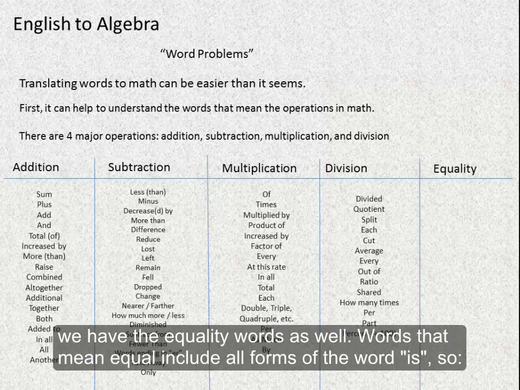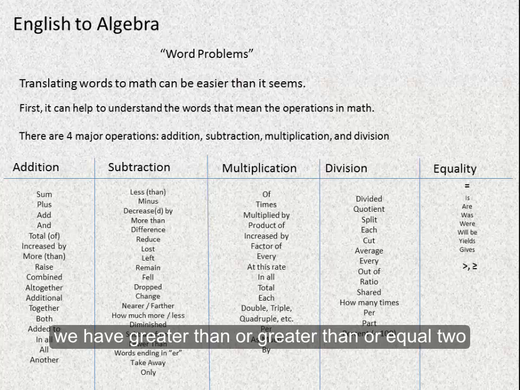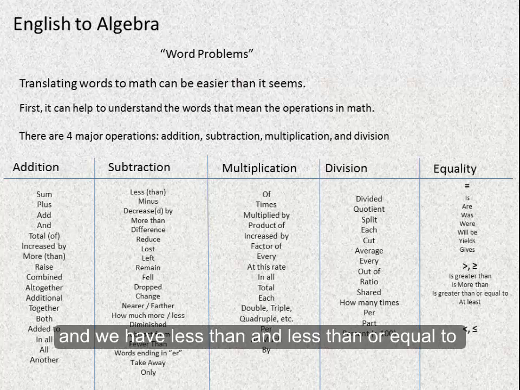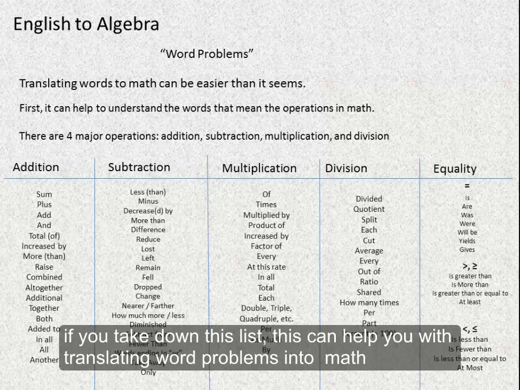We have equality words as well. Words that mean equal include all forms of the word is. So is, are, was, were, will be. Yields, gives. We have greater than or greater than and equal to. We have is greater than, is more than, is greater than or equal to, and at least. And then we have less than and less than or equal to. Is less than, is fewer than, is less than or equal to, and at most. If you take down this list, this can help you with translating word problems into math.